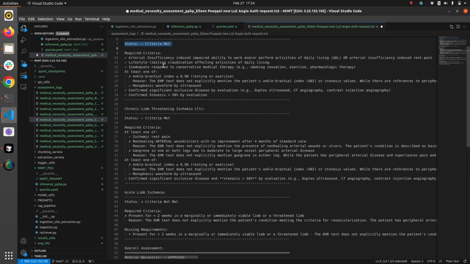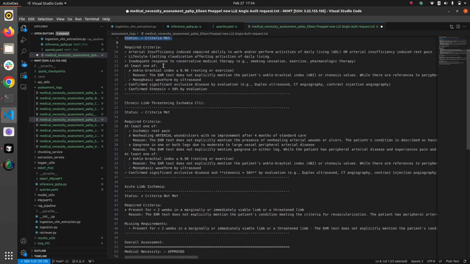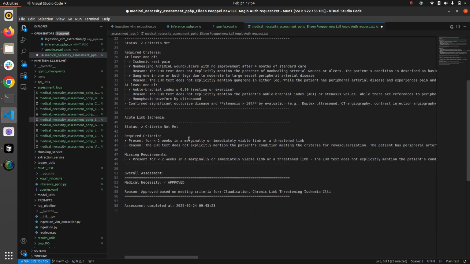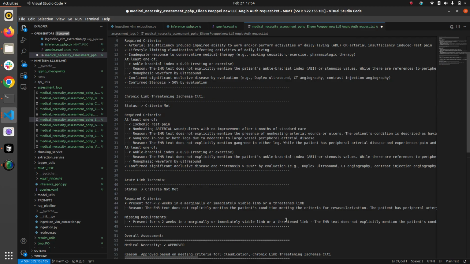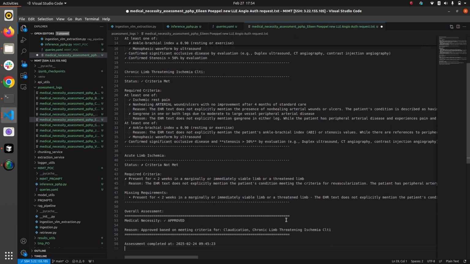So we do this for all the three different sub criteria that we had, and provide an overall assessment of medical necessity, and we have tried to keep it as close as possible to the original declining or rejection letters provided by insurance companies, so that we could get as close to the actual output as possible and try to be as accurate as possible.